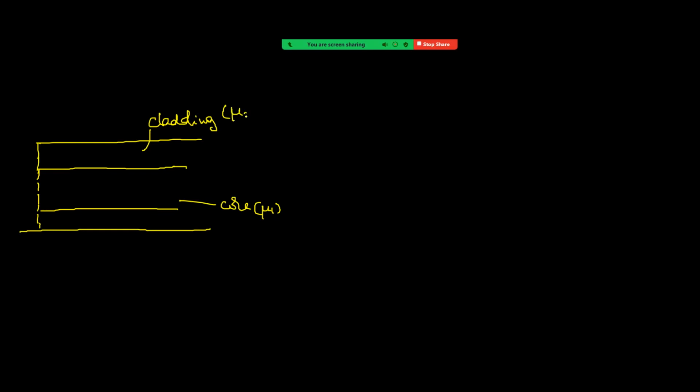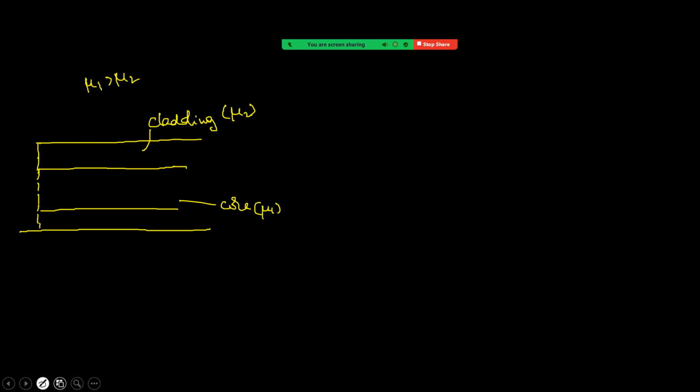Let us take here. So you can see in this, this is a long wire. In that, this is known as a cladding, and this inner one is known as a core. Core has a higher refractive index compared to that of cladding. Let us take refractive index mu 1 for the core, and for cladding it is mu 2. So here the condition is mu 1 is greater than mu 2.